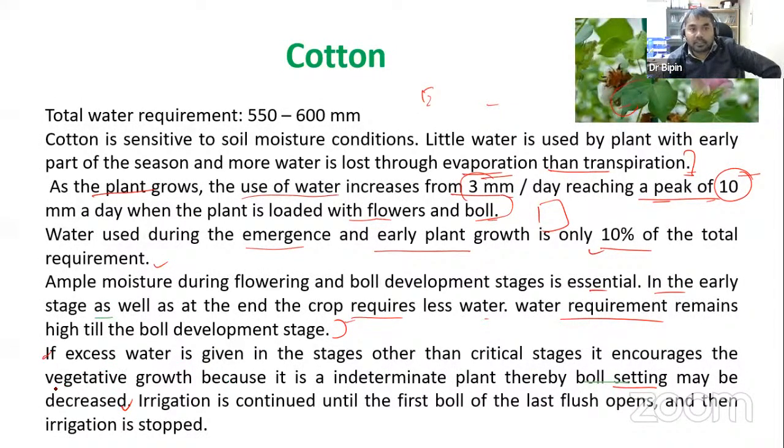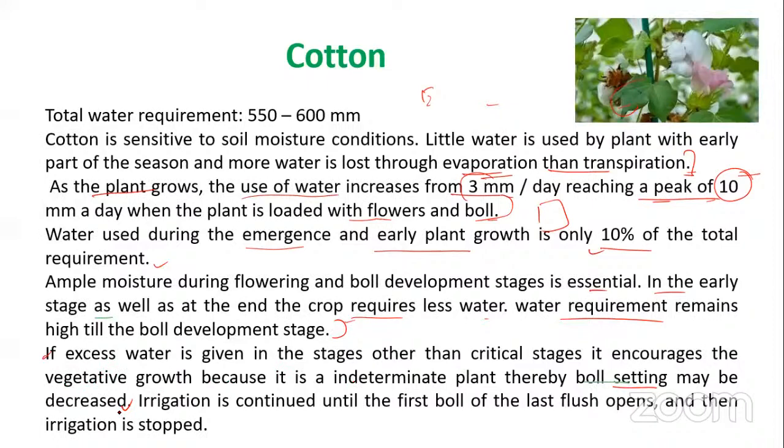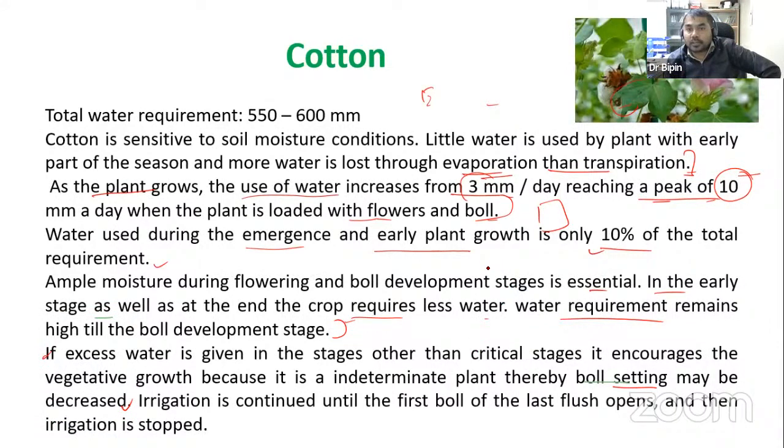Again, I was asking about the indeterminate plant. Indeterminate plants are those where the vegetative stage and reproductive stage are not clearly separated. The vegetative stage will also continue and flowers will come. Suppose this is a cotton plant. The flowers will come, again it will grow, then again flowers will come. So the reproductive and vegetative phases are mixed together, with no clear-cut distinction.